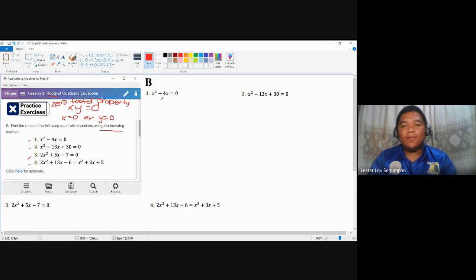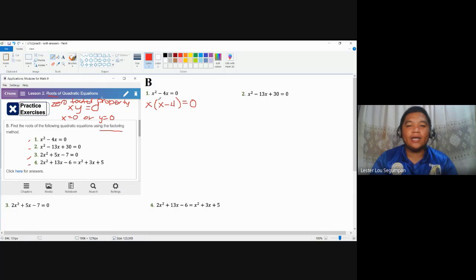For number 1, we are going to try the easiest form of factoring, which is also called the common monomial factoring. Common monomial factoring is done by looking at the terms and determining if there are common factors. For item number 1, the common factor is x, so we can factor it out. When we factor x squared by x, we have x here. And when we factor x from the second term, what remains is minus 4. And then equal to 0.